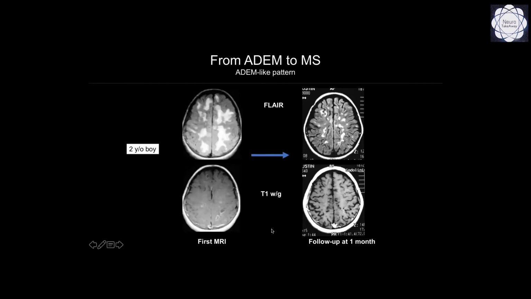Here we have another worrisome pattern in children, especially in young children, less than 5 or 6 years old. Here we have a 2-year-old boy with an ADEM-like pattern at the presentation. The evolution showed that this patient went to an MS pattern with discrete lesions and atrophy. And this is why we have to be careful at the beginning when we have an ADEM-like pattern in a boy, in children, because they can evolve to an MS pattern.